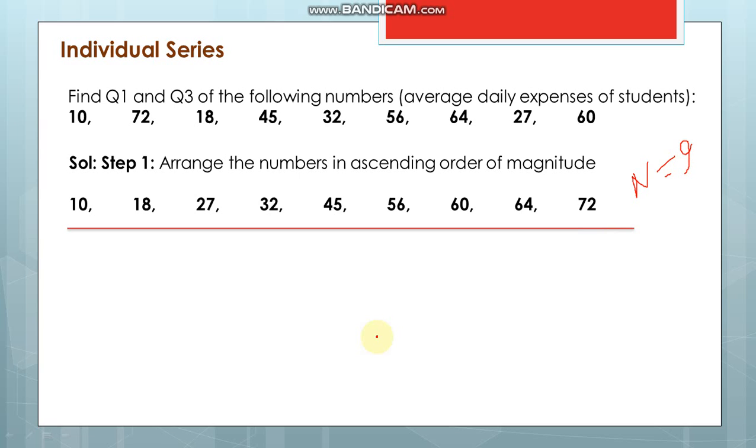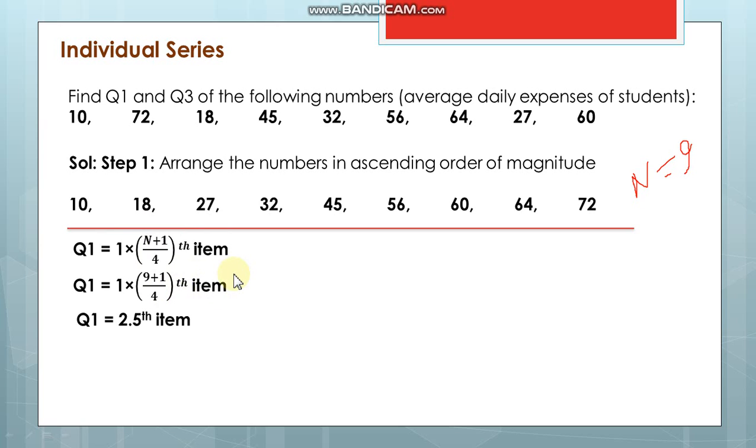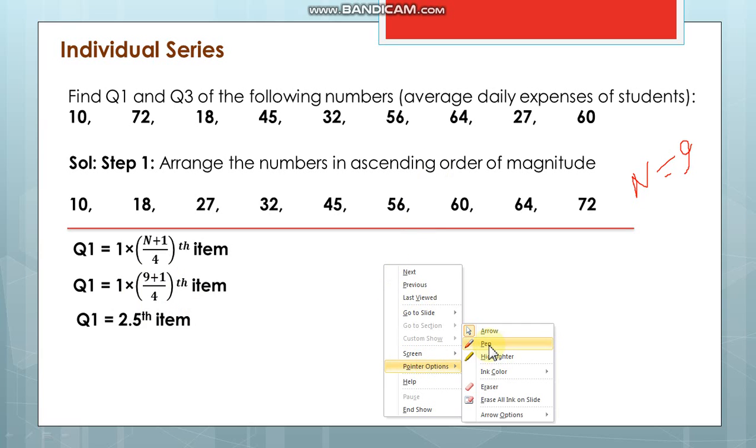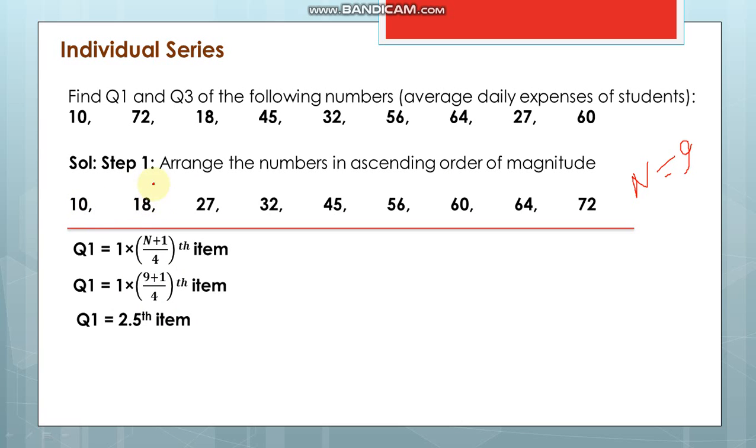n equals 9. Now I need to calculate quartile 1. What is my formula? Quartile 1 equals 1 into n plus 1 by 4. N is 9, so 1 into 9 plus 1 by 4th item, that is 10 by 4, the 2.5th item. What is my 2.5th item? This is first item, this is second item, and this is third item. So the 2.5th item must be lying somewhere in between.